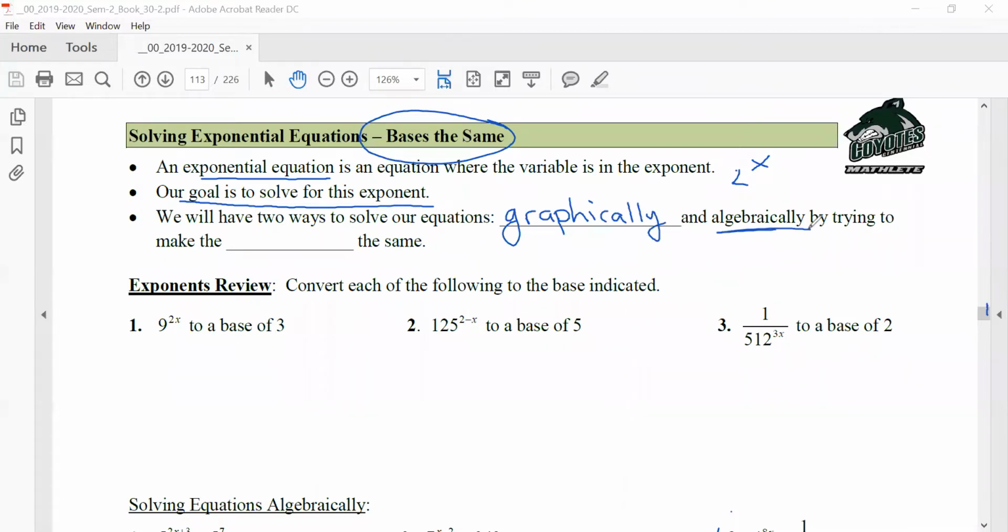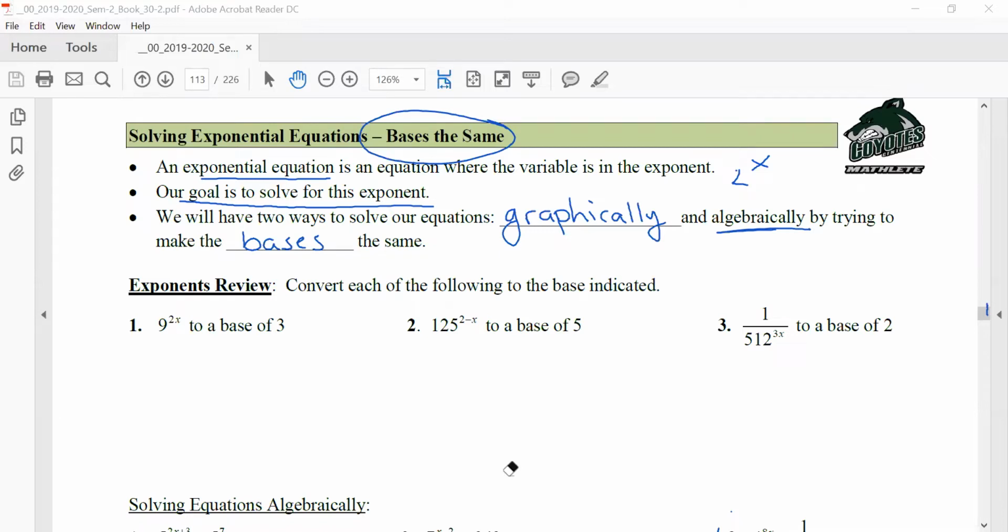More importantly, though, is what do we do when we're asked to solve it algebraically? And how we're going to do that, my friends, is we're going to make the bases the same. What you're going to see is actually this isn't too complicated. You're going to like this more than rational equation solving, but you want your calculator with you.